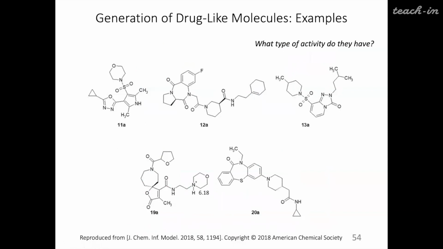But considering the RANC model, one should ask the most important question: what type of activity do generated molecules have? And in fact, the model gives no answer to that. So RANC proposes drug-like molecules for which biological activity can be evaluated, but obviously it was beyond the scope of the study. So there are samples of generated molecules.